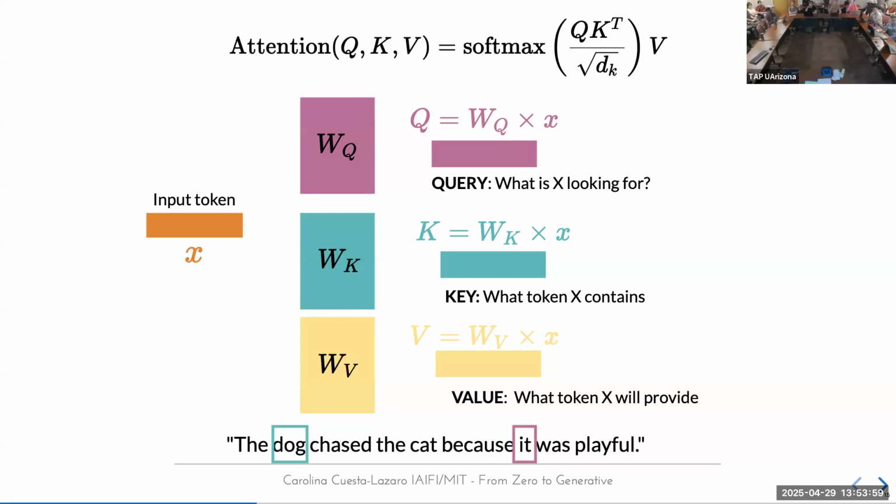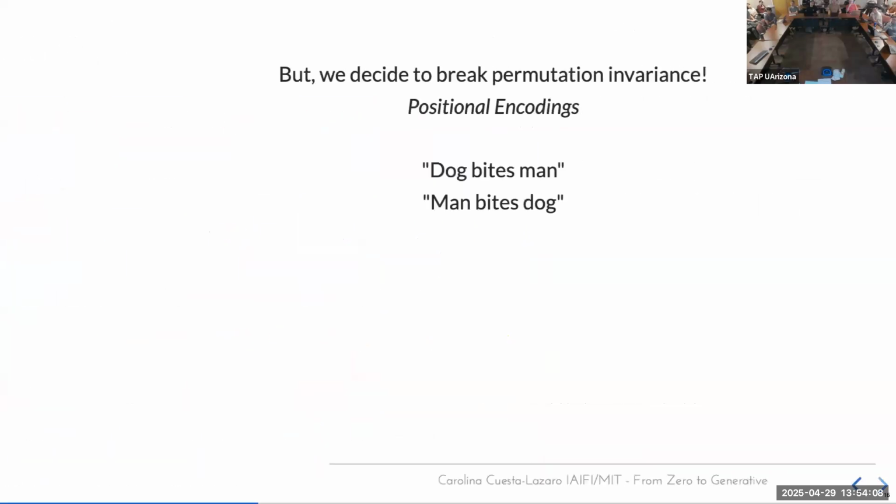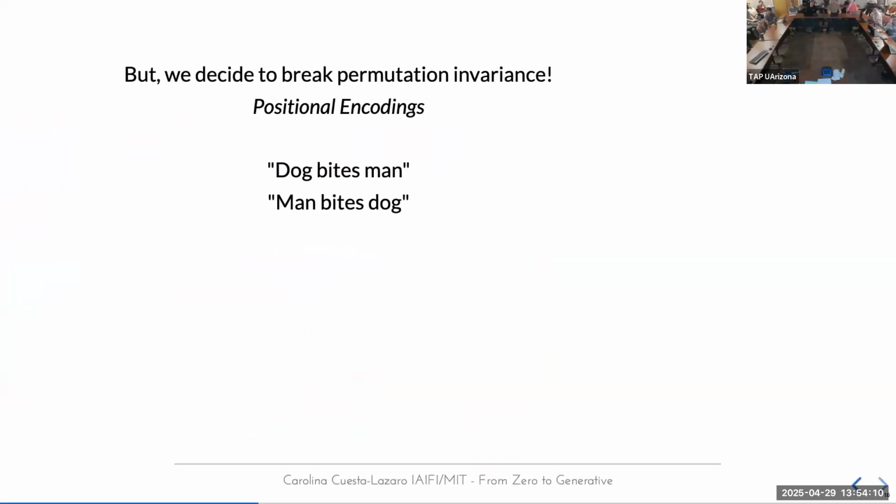Now, it is permutation invariant, right? Because if I move things around, if my queries and keys and values are the same, I'll get the same output. But we don't necessarily want it to be permutation invariant, right? If we have these two sentences, dog bites man, man bites dog, they don't have the same meaning, right? So we don't necessarily want our transformer to be permutation invariant. So people usually break this symmetry by adding what we call positional encodings. We add an extra value to each word that tells it, am I first, am I second, or am I third, right?